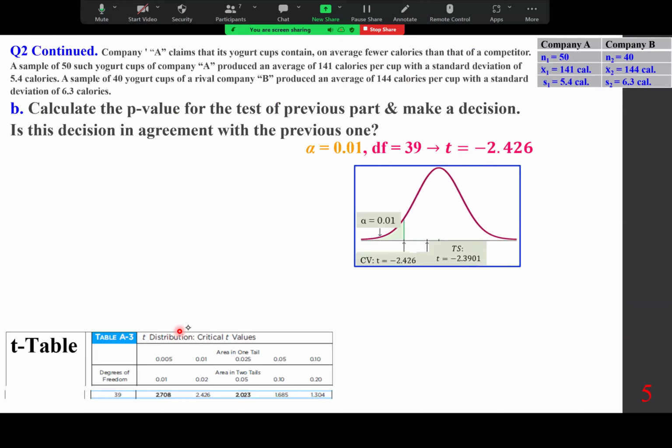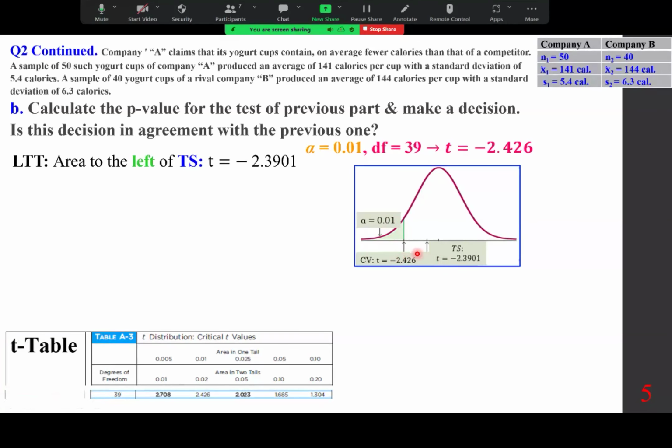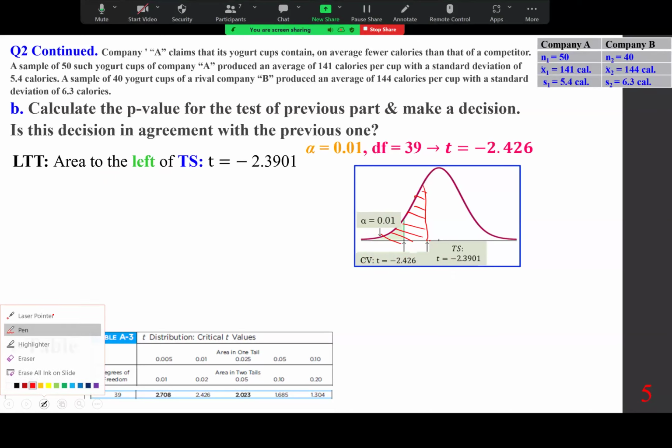And here's the t table. According to the p-value, the p-value is the area to the left of the test statistic, meaning, first, please understand this is alpha. So in the traditional method, you compare two numbers, the critical value versus the test statistic. With the p-value, we compare two areas. This area is alpha. This area, which is of course larger, is the p-value.